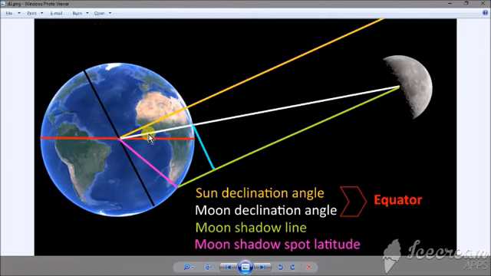When I get this angle, I subtract the moon declination angle from it, and so I'll have this pure angle from the center of the Earth measured from the equator until the spot or the maximum shadow point. This is how to do the latitude. Now let's go for the longitude.